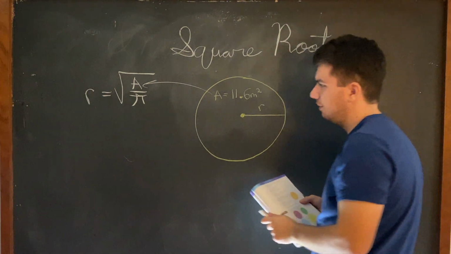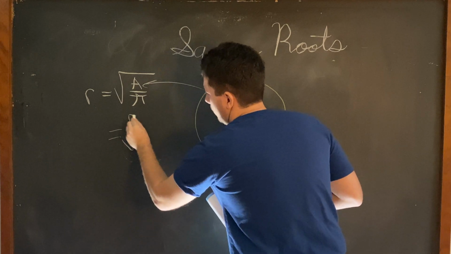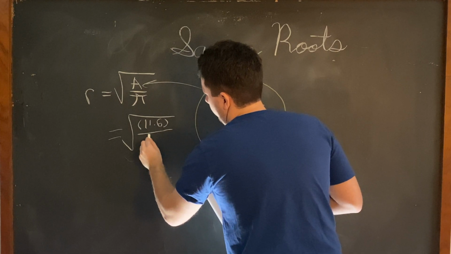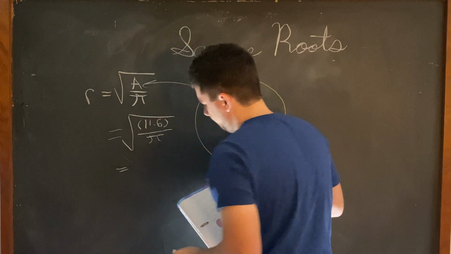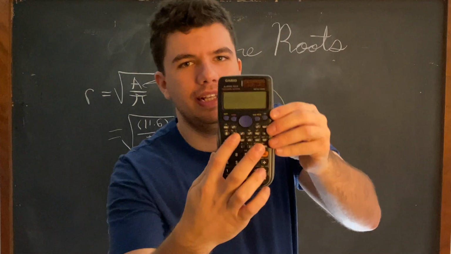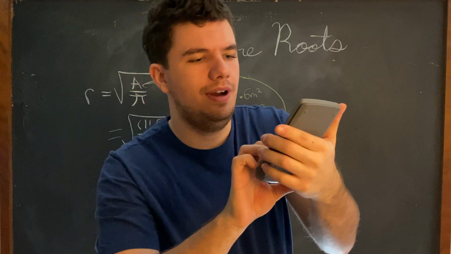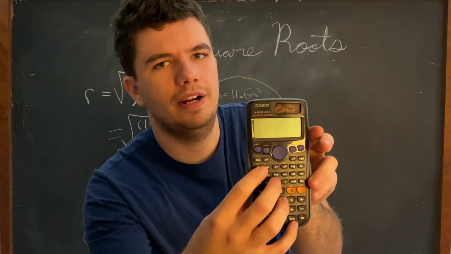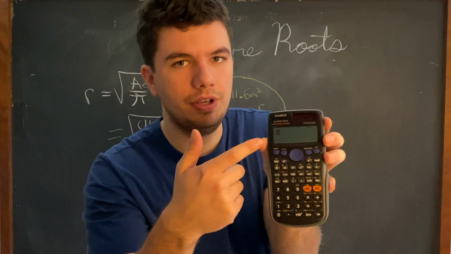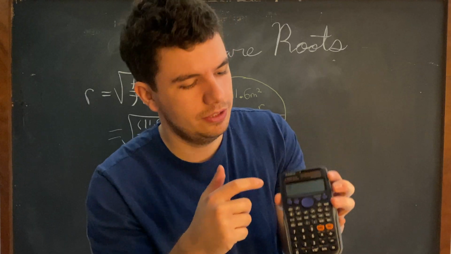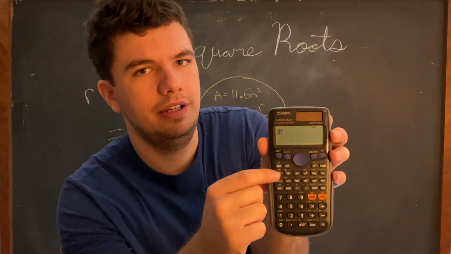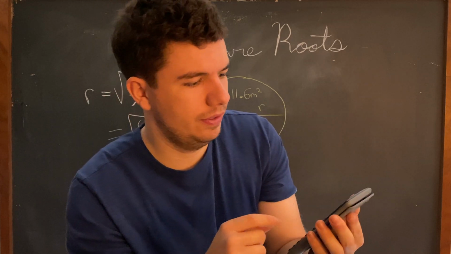We're going to rewrite the equation: r equals the square root of 11.6 over pi. And now to find our answer, we're going to use our calculator. When you're using your calculators at home, you'll have a button that looks like this. It's a square root button. On my calculator, it's right there. If you're using a scientific calculator, sometimes you have to click on that button before you start to input information into the calculator. So I click the square root button, and then I click this button here to have a fraction go into the formula.